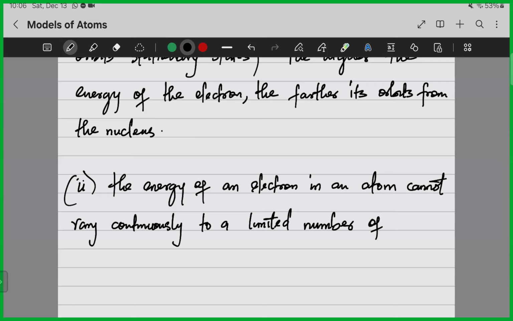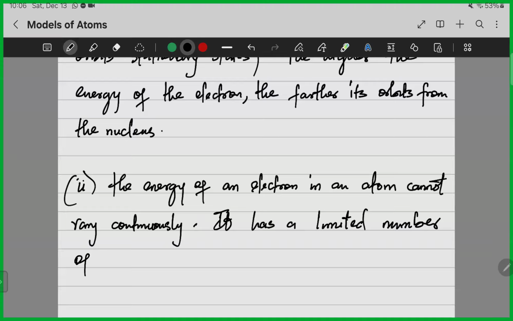Okay, let me put this grammatically well. The energy of the electron in an atom cannot vary continuously. It has a limited number of discrete values called quanta.